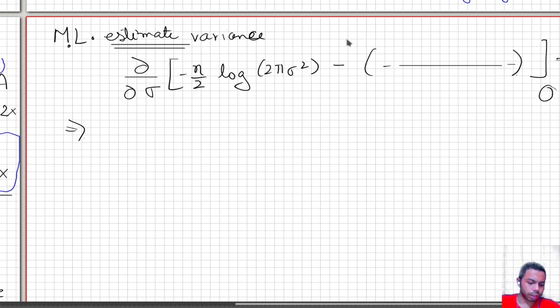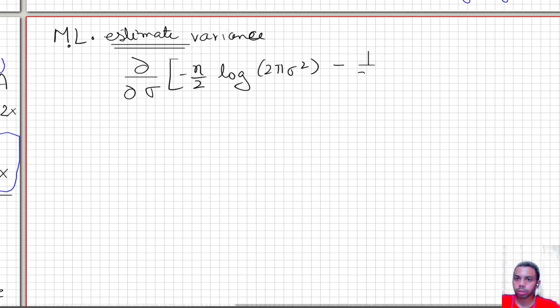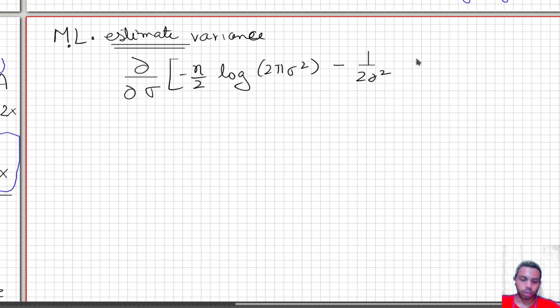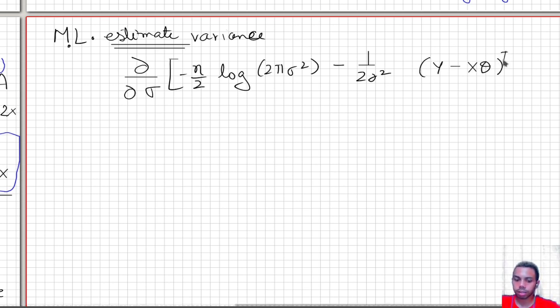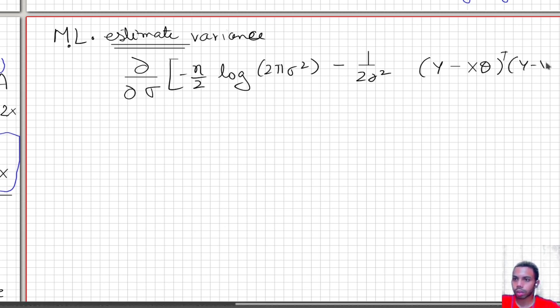So I think what we have is fairly simple. The second term actually does have sigma. So I think we are going to just do that. So it's 1 by 2 sigma square into this matrix, y minus x theta transpose, y minus x theta, and this entire thing is equal to 0. Let's try and evaluate.